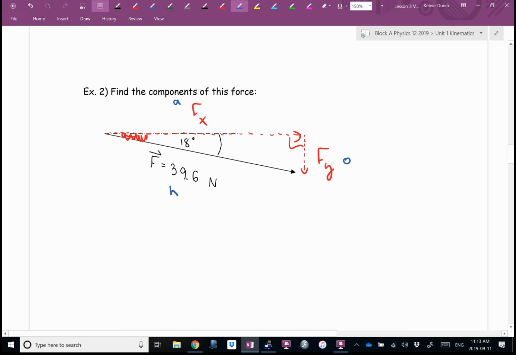Erica, which do you want to find first, fx or fy? Doesn't matter. You said fx. That's going to be using those two, a and h. Of course that is. What always goes next to the trig function? Which is going to be 18 degrees, and that equals fx over 39.6. How would I get the fx by itself? More specific?